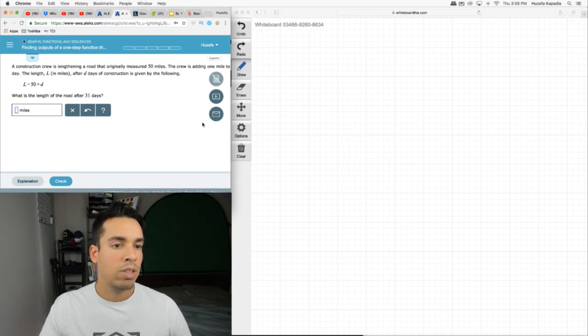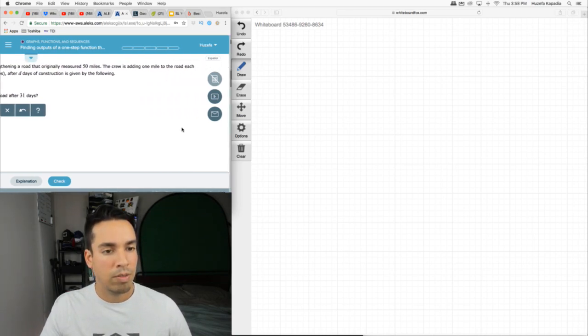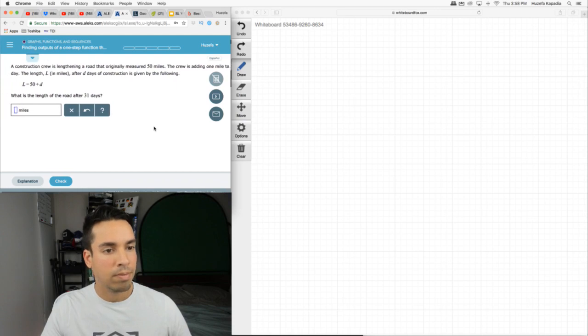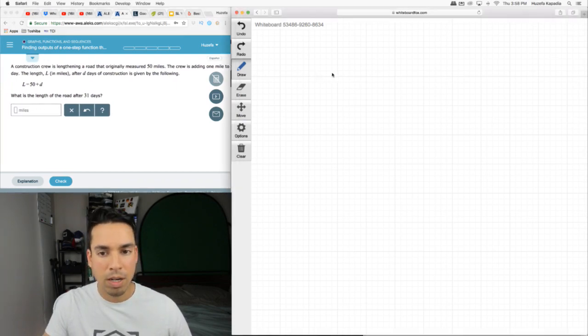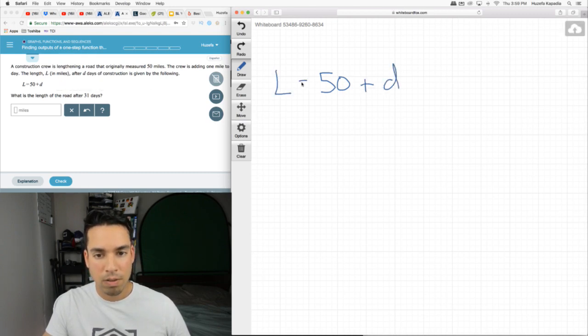All right, a construction crew is lengthening a road that originally measured 50 miles. The crew is adding 1 mile to the road each day. So it originally measured 50 miles. The crew is adding 1 mile to the road each day. The length L in miles after D days of construction is given by the following equation. Oh, so they actually did it for us. What is the length of the road after 31 days?